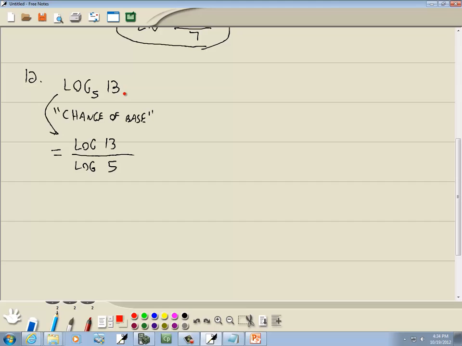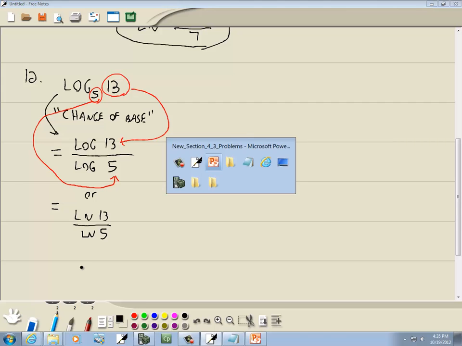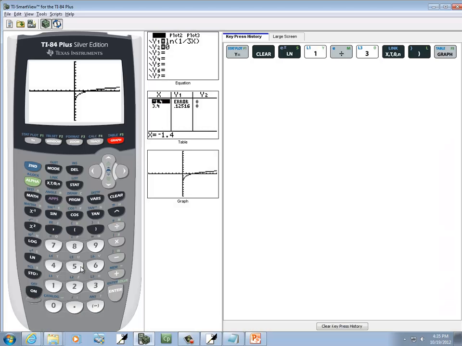The way it always works, change of base, whatever follows a log goes up on top, and whatever's right here goes on the bottom. Or, if you wanted to, you can rewrite this as natural log of 13 over natural log of 5. Change of base says you can actually rewrite it in terms of any base. Now the only two that actually make sense for the calculator are those two. Because if I go look at my calculator, I have a log button and I have an ln button, natural log. So I don't have any other base. Like I say, it doesn't matter which one you pick.